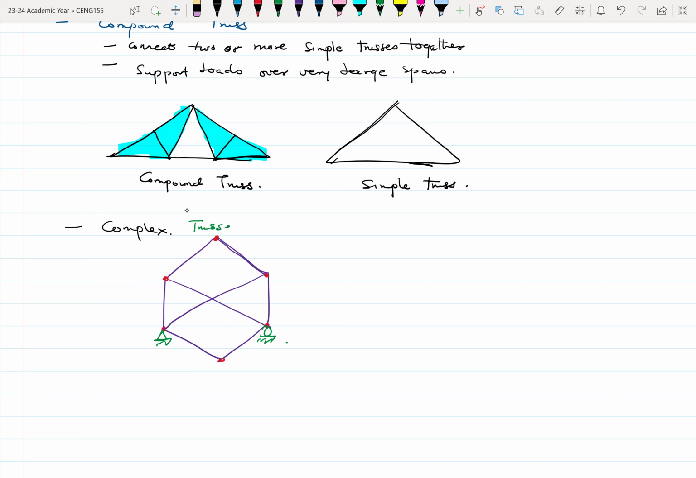Most of our questions for this particular term will be focused on compound trusses and then simple trusses. All right. So the key thing will be to determine the support reactions for a truss and also find the forces in the members, right?